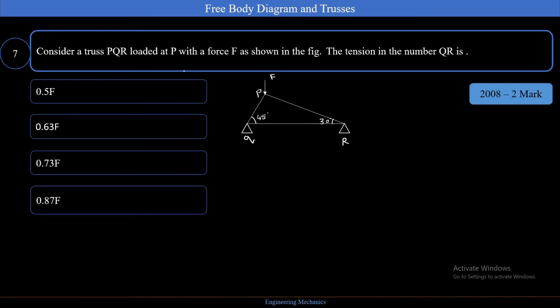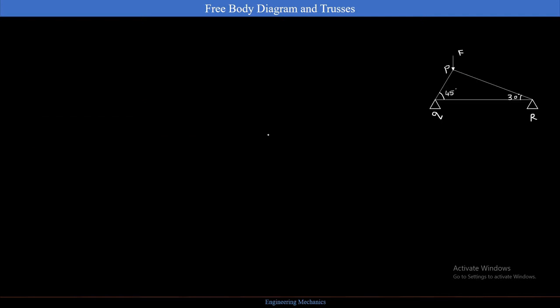This is actually an interesting question. Consider a truss PQR. This is a very simple triangle, and it has a force at the top. I need to find the tension in the member QR. We'll see. This is a very simple sum.